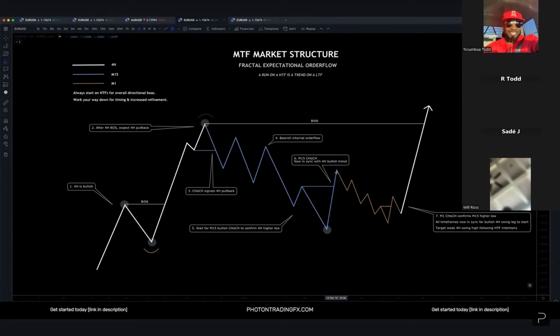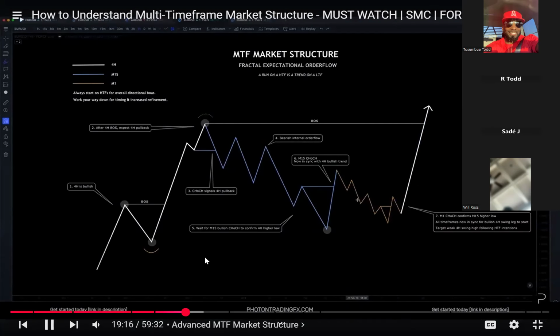But we don't just want to buy straight away as soon as we get that M15 break of structure. It's poor risk to reward. We want to wait for that M15 pullback, right? To try and catch that M15 higher low to then try and get that next swing run, right? But we can time that even more and we can drop down to the M1.